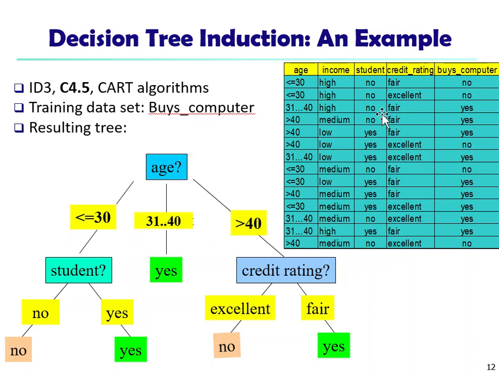So here I have a sample dataset. It's about whether an individual is going to buy a computer or not. We have a set of attributes, also known as features, on the potential buyers: age, income, student, credit rating. If we give a decision tree algorithm this dataset, we might get a resulting tree like this.